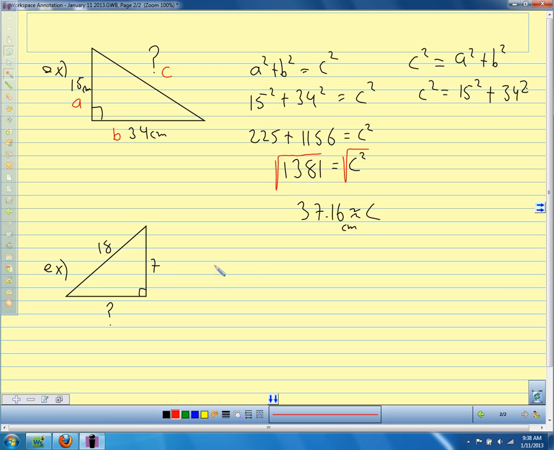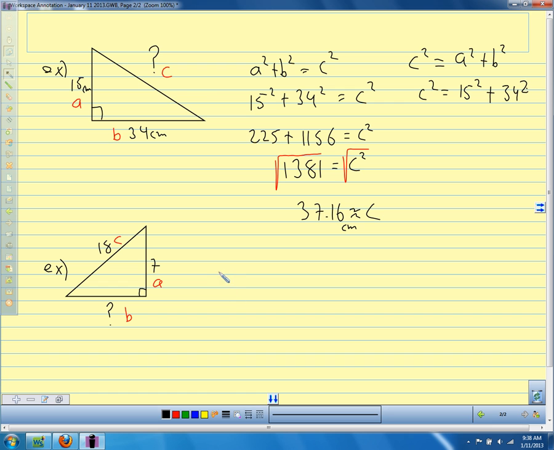So which side on this triangle is the hypotenuse? Which side is going to be C? 18, the longest side. I can put A or B either place here. What do we want to call 7? A or B? A, call it A, and B. So we're looking for B here.